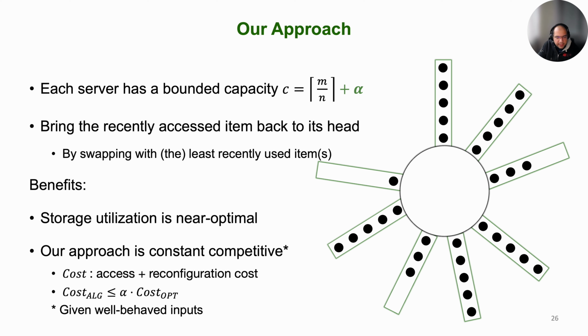And considering the fact that the access cost to the first server, to the head of an item, is 1, and also a set of input sequences that are what we call well behaved, we can show that combining the access cost and reconfiguration cost of our algorithm, reconfiguration cost, I mean the part where we are moving items back to their head, and comparing it to an optimal algorithm that can do these two operations of access and reconfiguration, our algorithm will show that it's constant competitive.